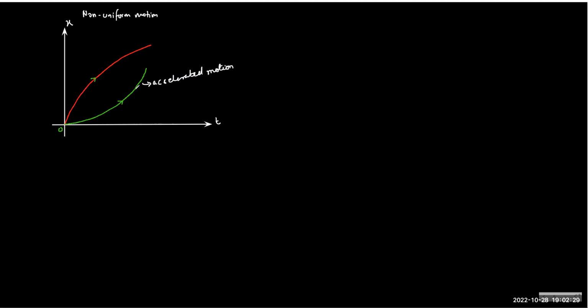What about red? At t equals 0, if you draw a tangent, how will it look? The tangent in the red graph at t equals 0, is it 0? See, this is the tangent I'm drawing at origin, and you can see it's quite a steeper graph, right? So for the red line at t equals 0, is the velocity 0?